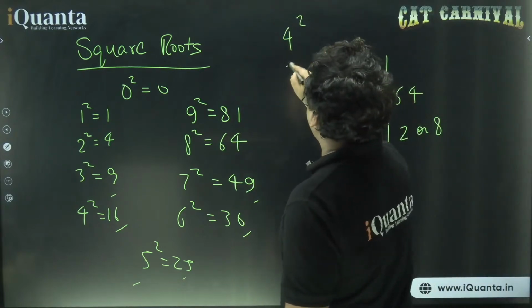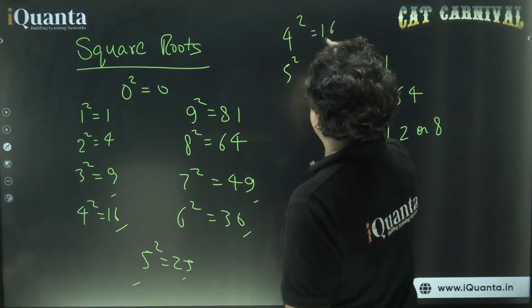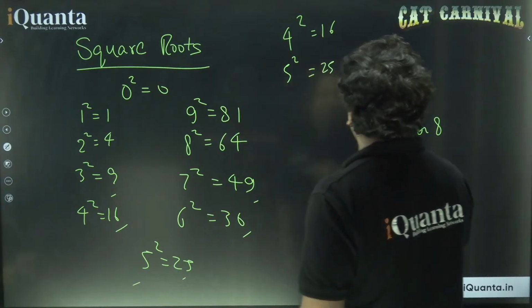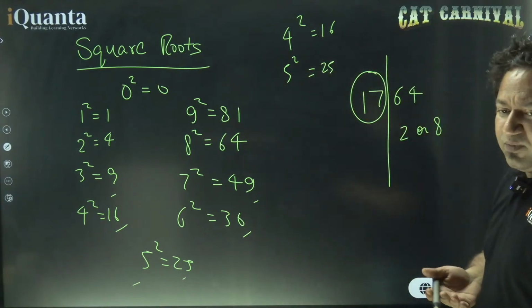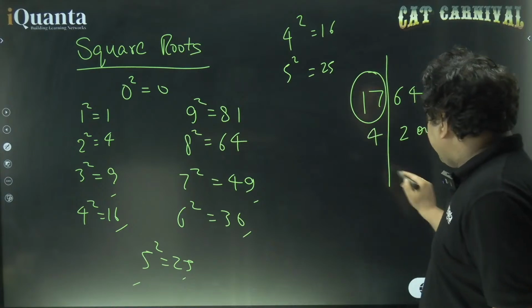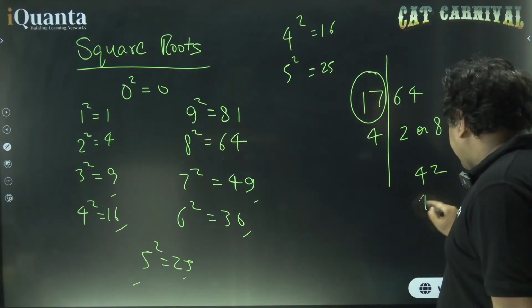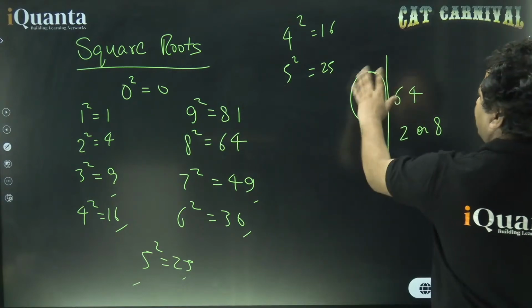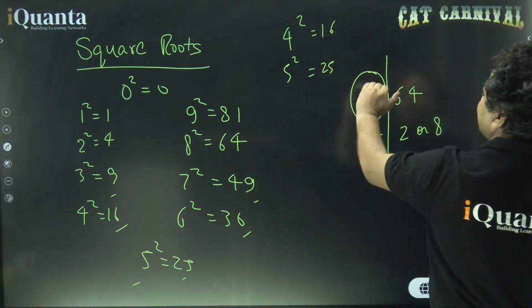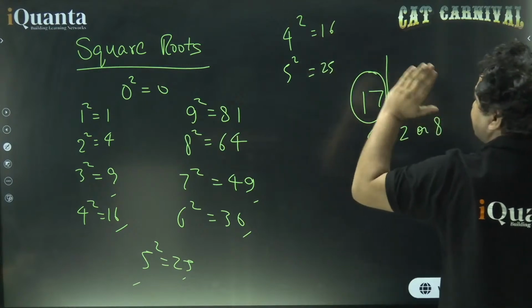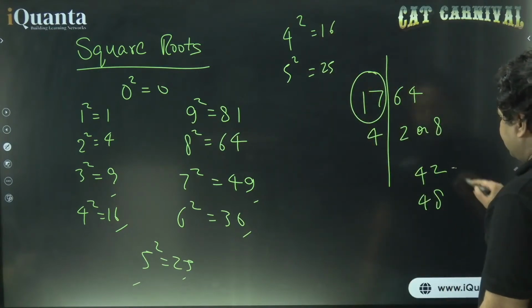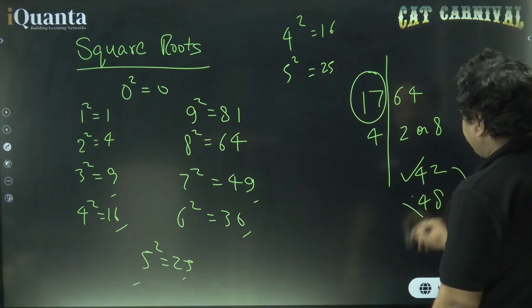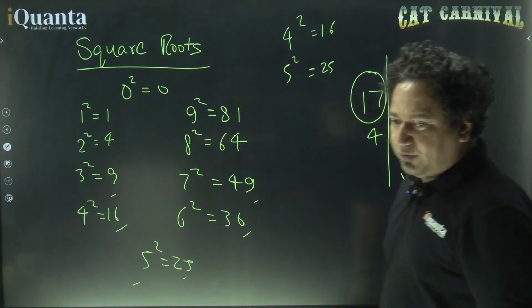And 17 lies between which two squares? 4 square and 5 square. 4 square is 16, 5 square is 25. So, like in the previous case, we need to pick the smaller number, that is 4. So the answer will be either 42 or 48. Okay. Now, how to decide? 17, of course, lies between 16 and 25, but it is closer to 16. That means it should be the smaller number among these two. We'll choose 42 and reject 48. The answer is 42 over here.